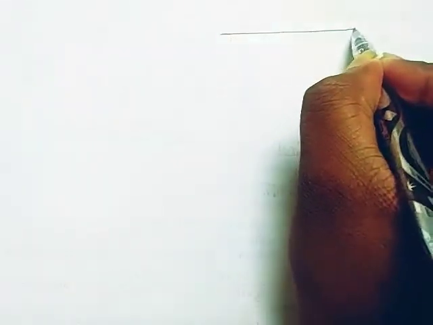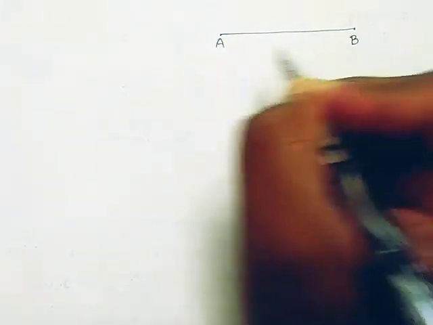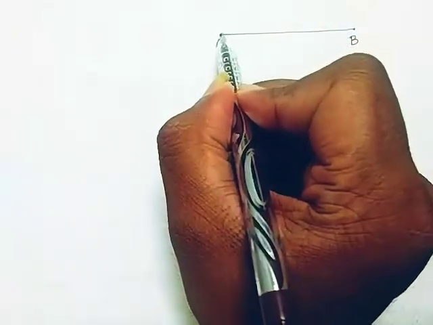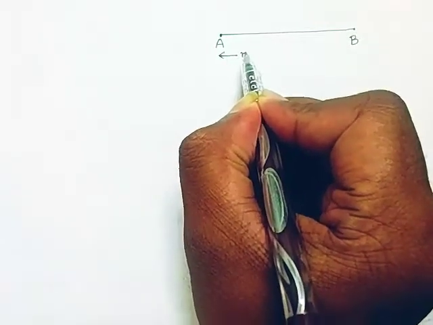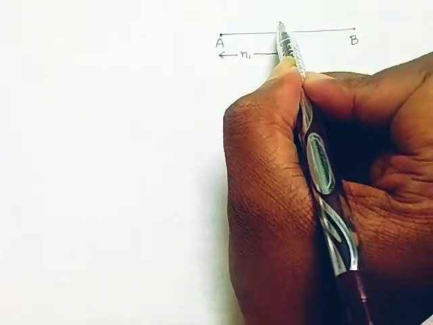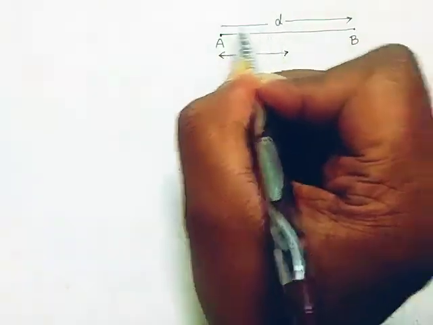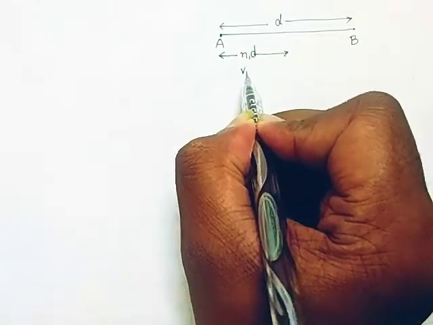Now our problem is about two trains, and the separation between the two stations is fixed. Let us consider the stations A and B. Let us consider the train starts its journey from station A and moves a fraction of the distance, n1 of the total distance. If the total distance between stations A and B is d, then it moves the distance n1d, and in that time its velocity is v1.